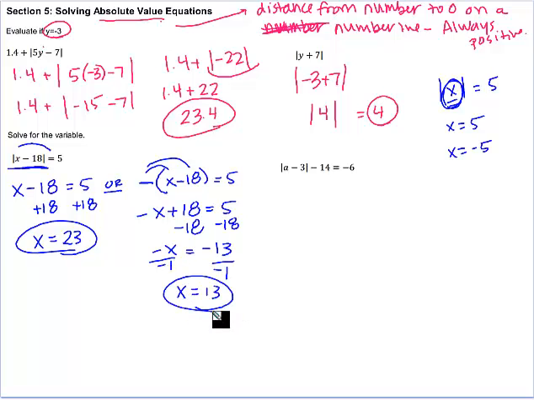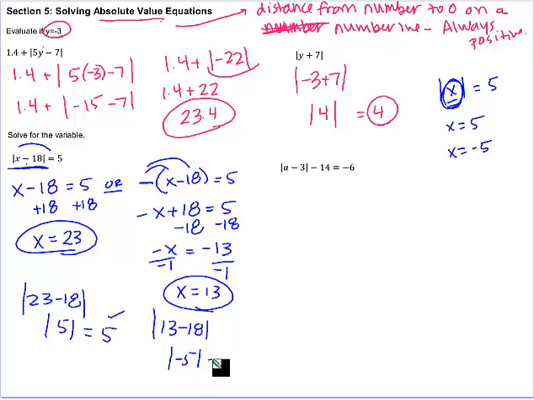And then you check both of these with your original. So if x is 23, you'd have 23 minus 18. Absolute value of that is 5, so that works. If x is 13, absolute value of 13 minus 18, well, that's -5, but the absolute value of -5 is +5, so it works. So here you have two solutions, 13 and 23. So since there's two solutions, you're going to put them in the solution set brackets of 13 and 23.